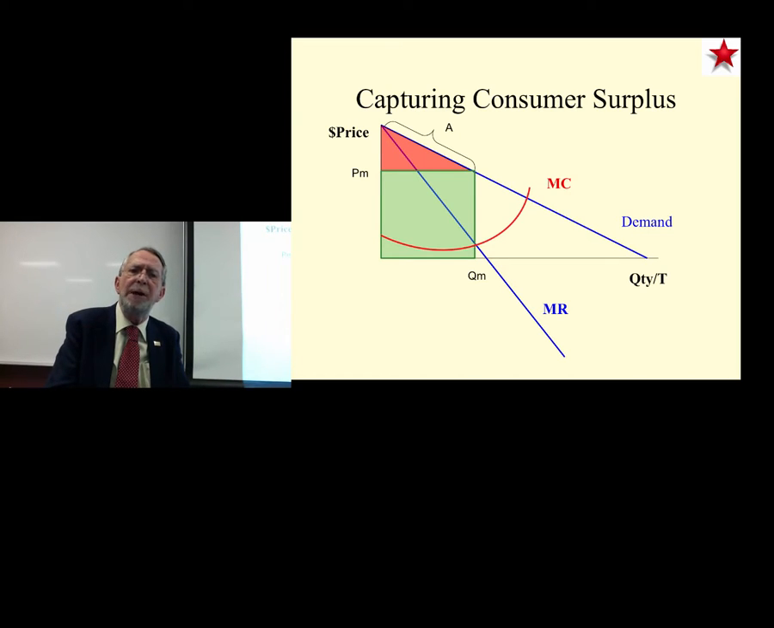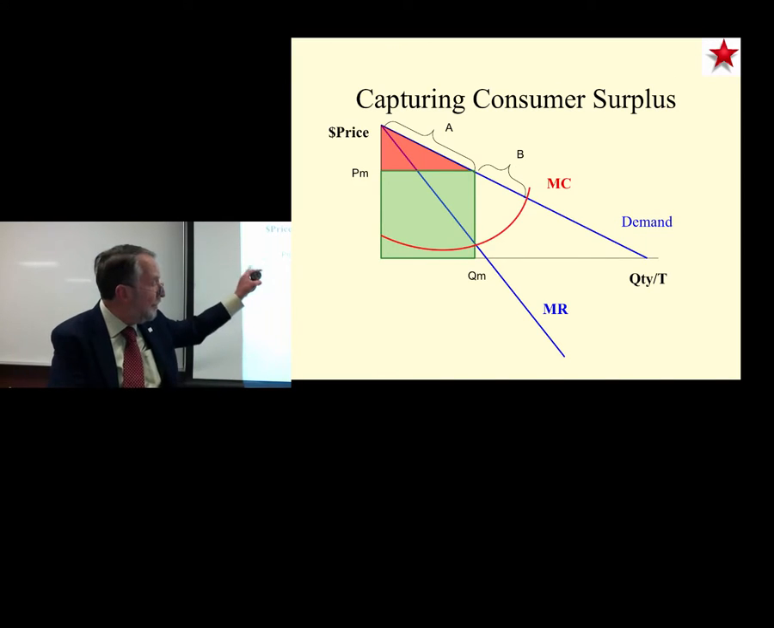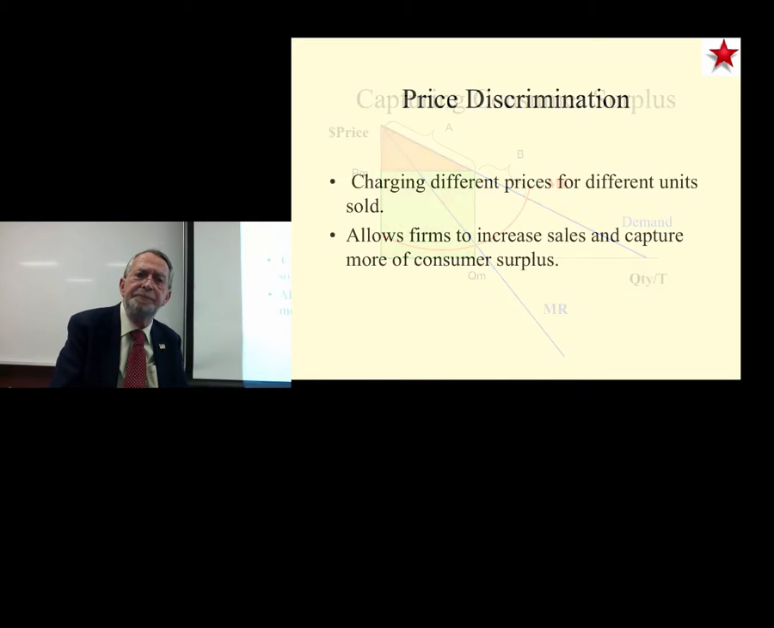Also, they're only producing QM, and this area of the demand curve indicated by B, those people are willing to pay more than the marginal cost of production. And so if I could charge different prices for different units sold, then perhaps I could approximate capturing this additional benefit of consumer surplus and then the additional revenue associated with the second area.